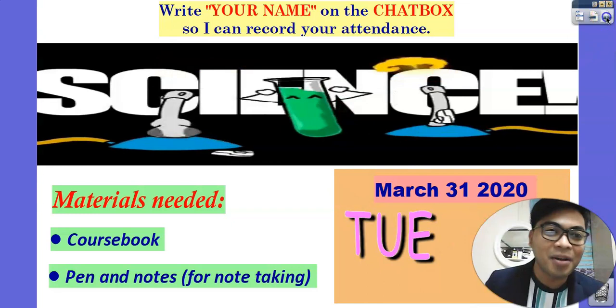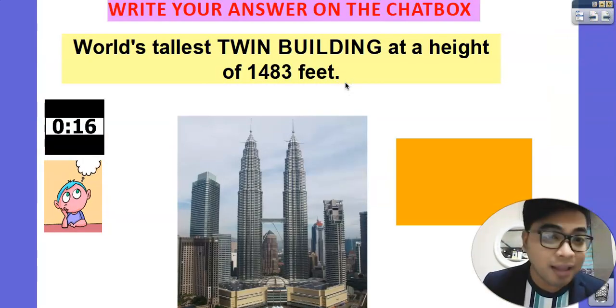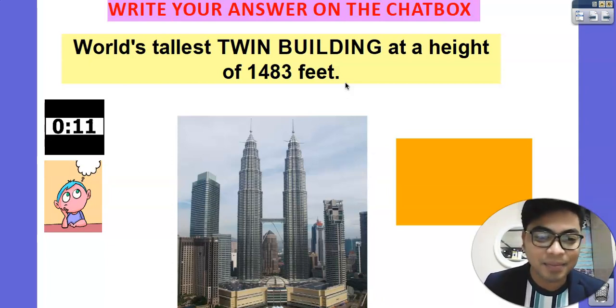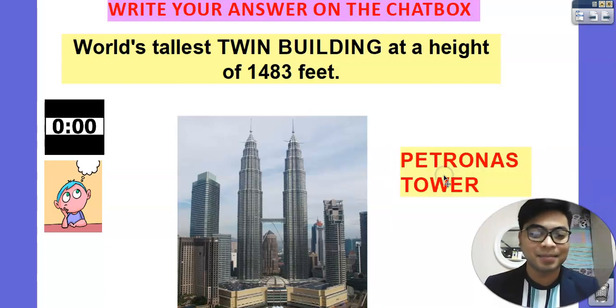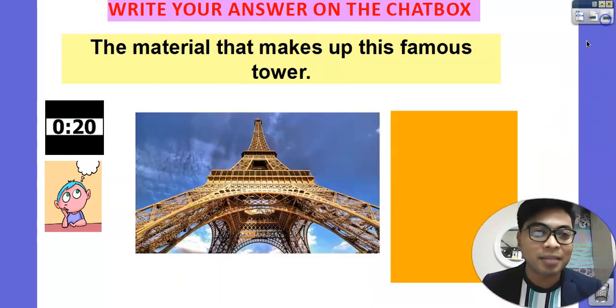Ready? Let's go. Question number 1. It is the world's tallest twin building at a height of 1,483 feet. What is this? Time is up. The correct answer is Petronas Tower, and it is found in Malaysia. You might have seen this in one of the postcards. Great job.